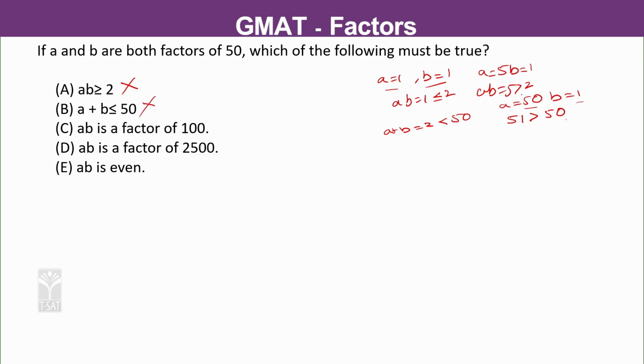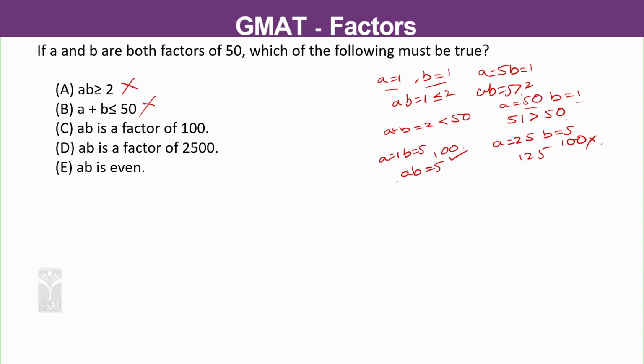AB is a factor of 100. So the product AB is a factor of 100. If, say, A is 1 and B is 5, you will say yes, AB is 5, it is a factor of 100. But if you take A equals 25 and B equals 5, 25 into 5 is 125, it is not a factor of 100.